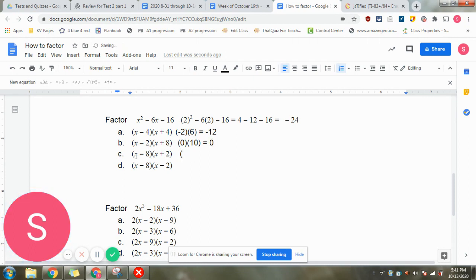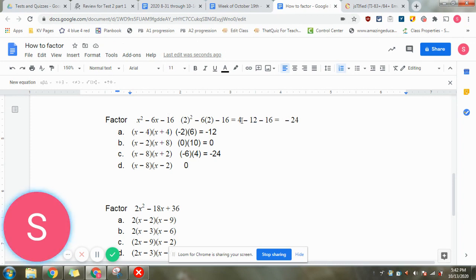Option C, 2 for x, we'd have 2 minus 8, that's negative 6. And then 2 plus 2, that would be 4. And negative 6 times 4 will give you negative 24. Alright, so that's going to be our answer. Now, you would also want to check all the options, option D as well, and it's also going to give us 0.